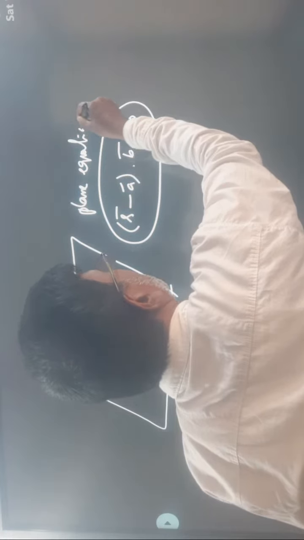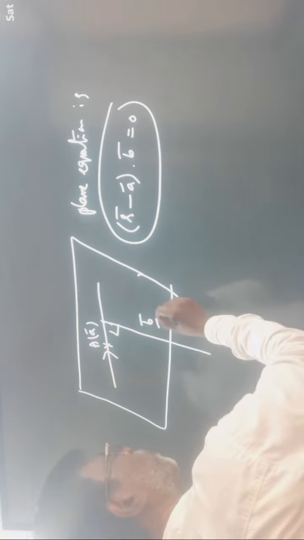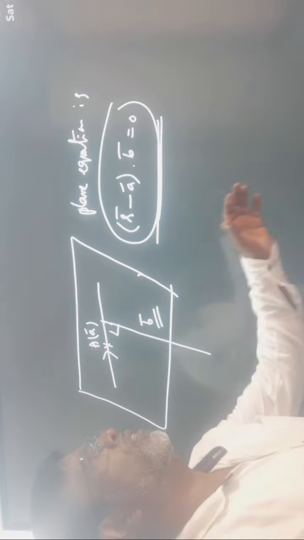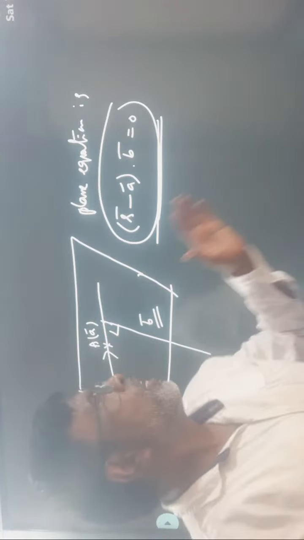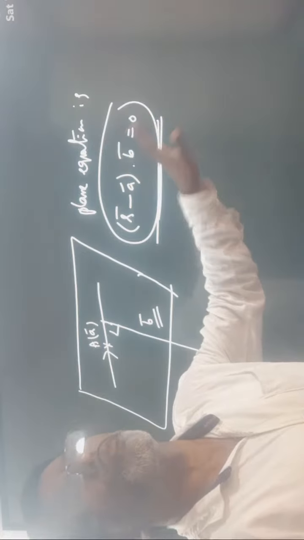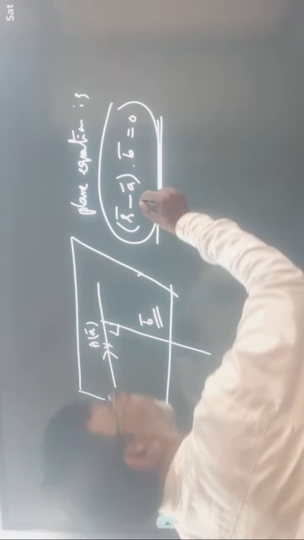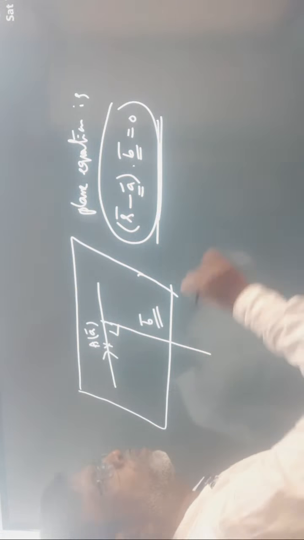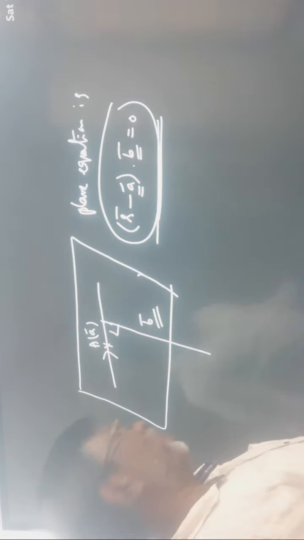The plane equation, passing through point A bar and perpendicular to B bar vector, is this formula: (r bar minus A bar) dot B bar equals 0. That gives the equation of plane which is passing through A bar and perpendicular to B bar. This is a very simple concept. So the equation of plane passing through A bar and perpendicular to B bar is (r minus A bar) dot B bar equals 0.